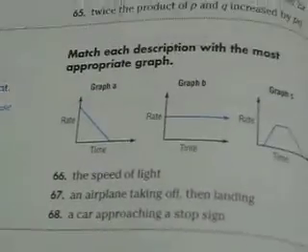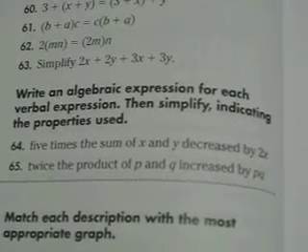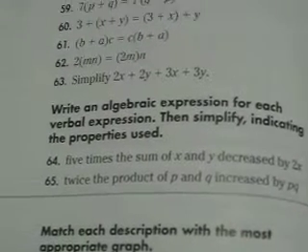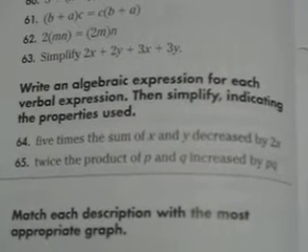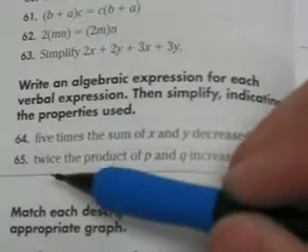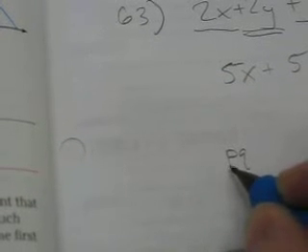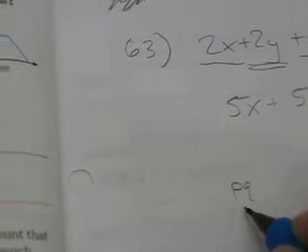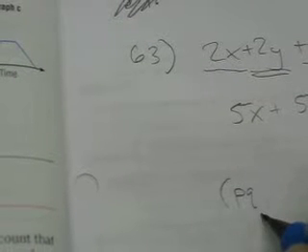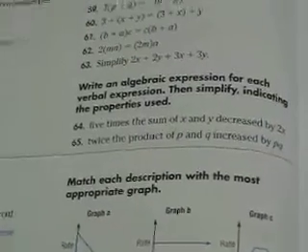For number 65, the directions say write an algebraic expression for each verbal expression, then simplify, indicating the properties used. So 65 says twice the product of P and Q increased by PQ. So twice the product of P and Q. So if I write the product of P and Q, it looks like this. Then it says twice the product of that. Okay, so if we write that, twice the product of P and Q, then we need to multiply that by 2.